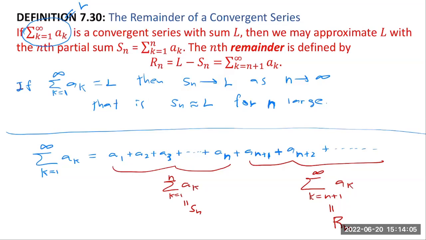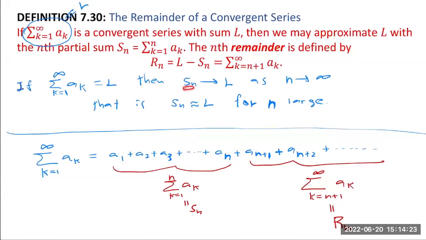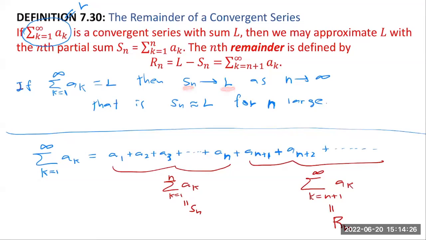What does that tell you? That means when n is getting larger and larger, your Sn is getting closer and closer to L. That means if you choose your n large, your Sn should be an approximation for your L. That's what we mean by Sn approaches L as n goes to infinity. If you choose your n to be very large, your Sn has to be very close to L. Okay, so Sn is approximately equal to L. This is the symbol to say approximately equal. Sn is approximately equal to L when n is large.